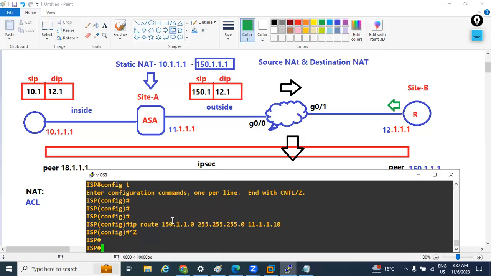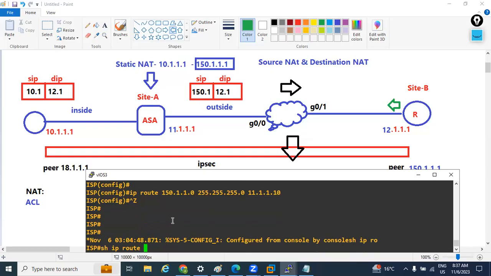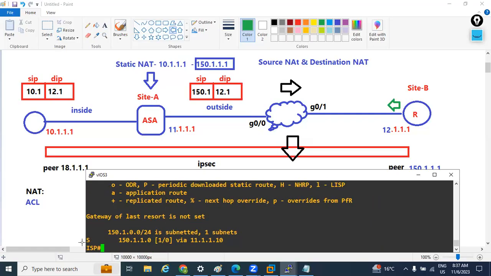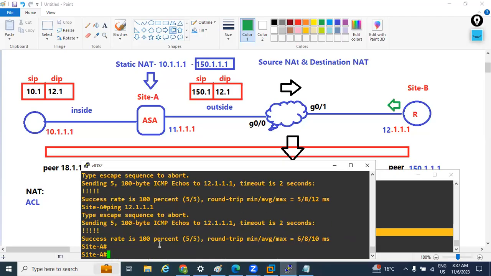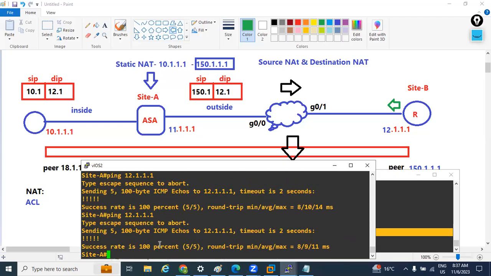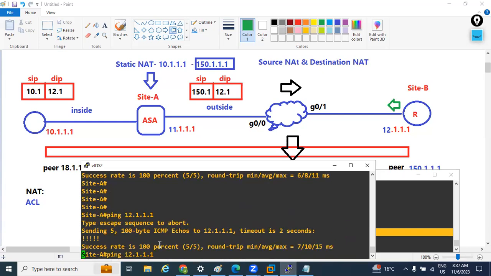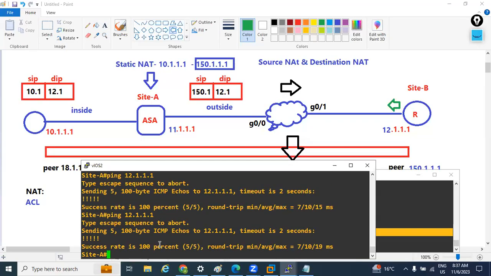So this is 150.1.0. I have added an IP route static. If you check it, it has been added, and now if you try to ping, I'm able to ping. Clear, guys? From site A, I'm able to ping. Any doubt or question on this ping now? I hope you got the solution for this.